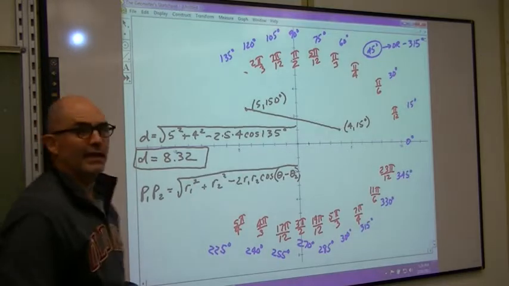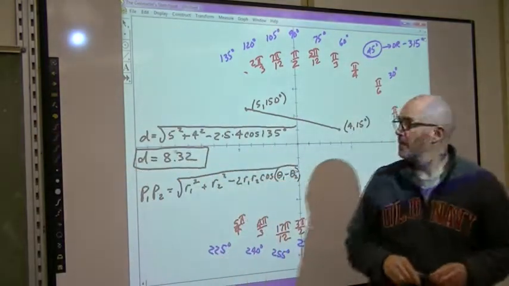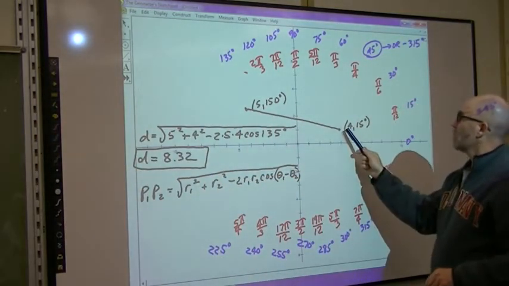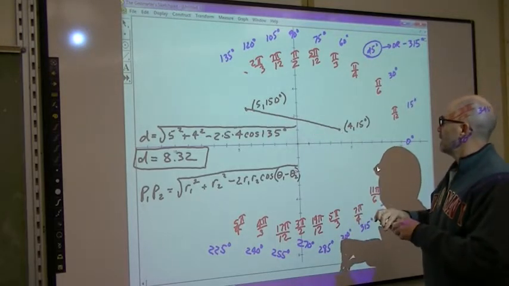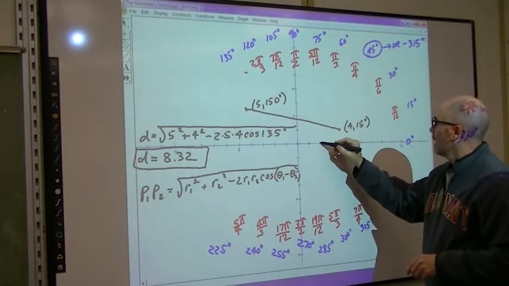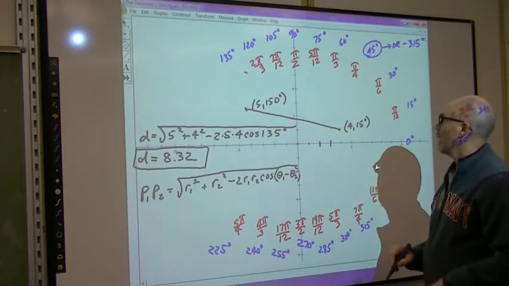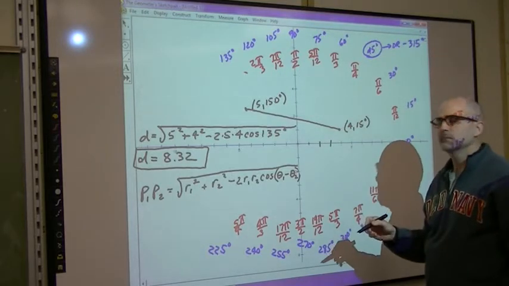Now, as always, you want to make sure that that makes sense. Does this line look like it's 8.32 when the distance from here to here is 1? Of course it does.